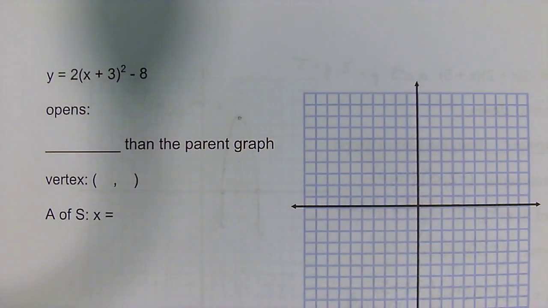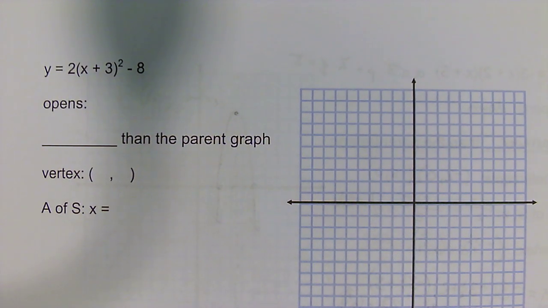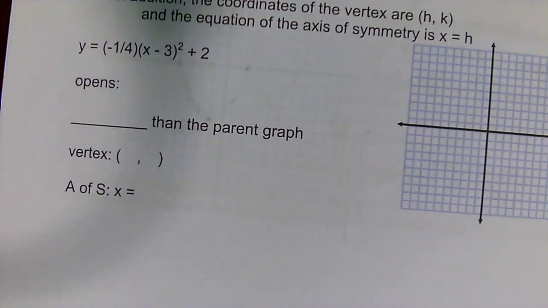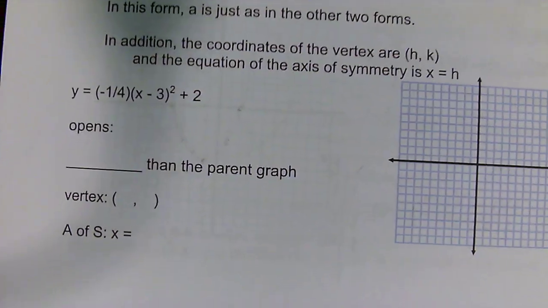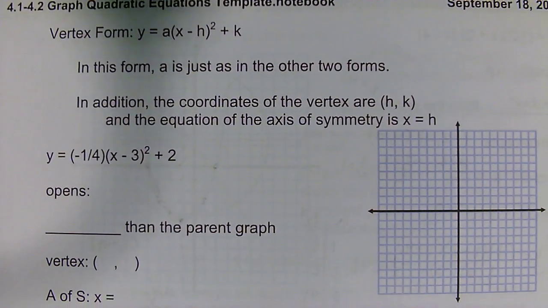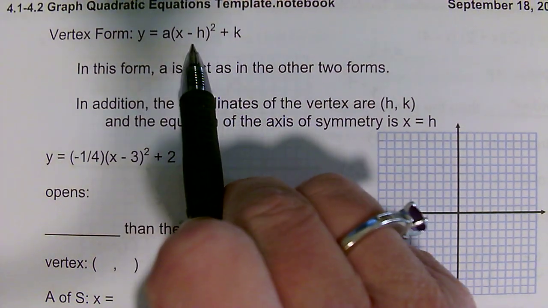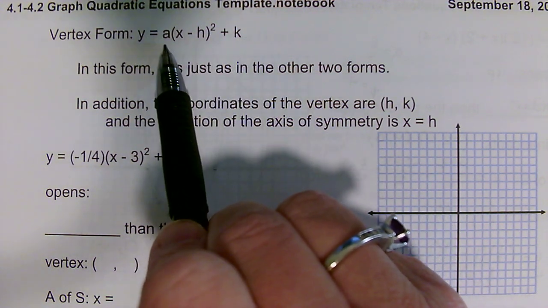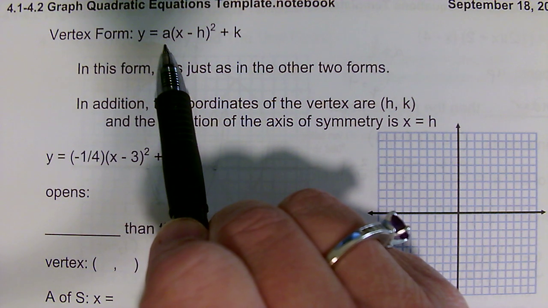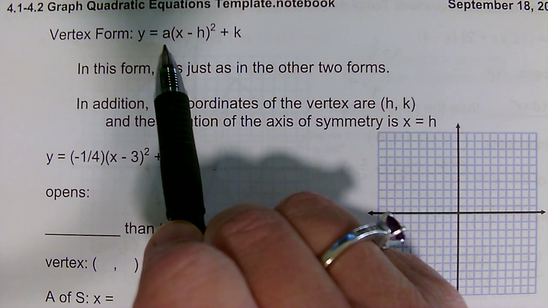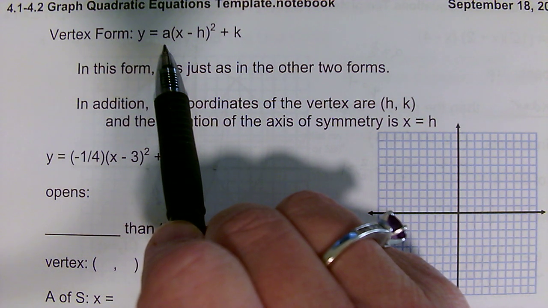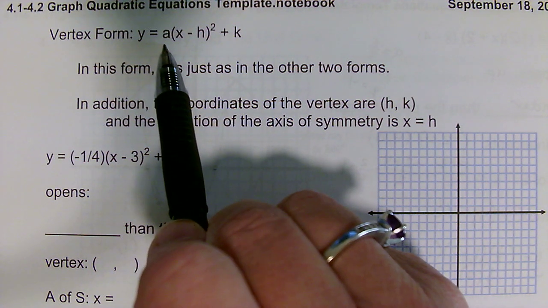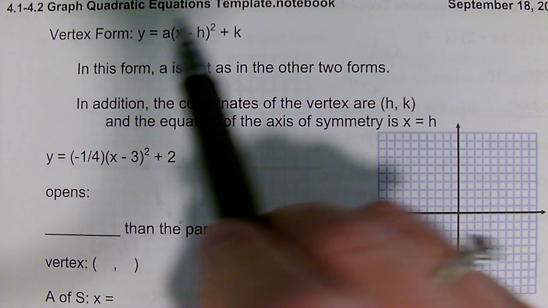Okay, the other form is my favorite form, vertex form. A quadratic equation is in vertex form when it's a times a quantity x minus h squared plus k. And when it looks like this, a is exactly the same as it is in the other ones. If it's negative, it opens down. If it's positive, it opens up. If its absolute value is between 0 and 1, it's going to shrink vertically so it looks wider. And if its absolute value is greater than 1, then it's going to stretch vertically so it looks narrower.